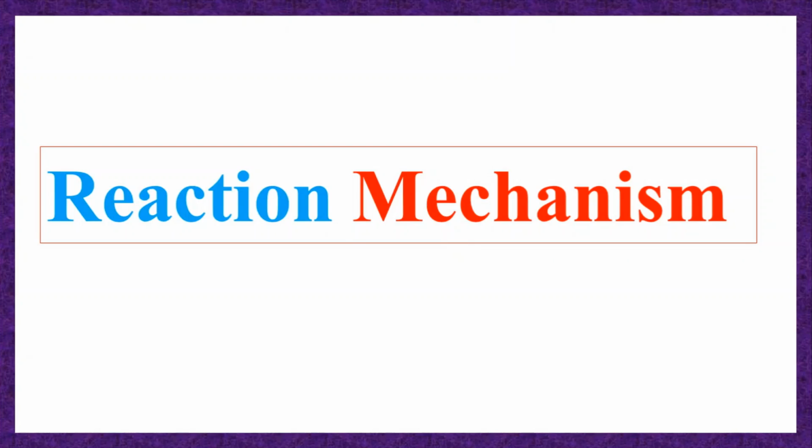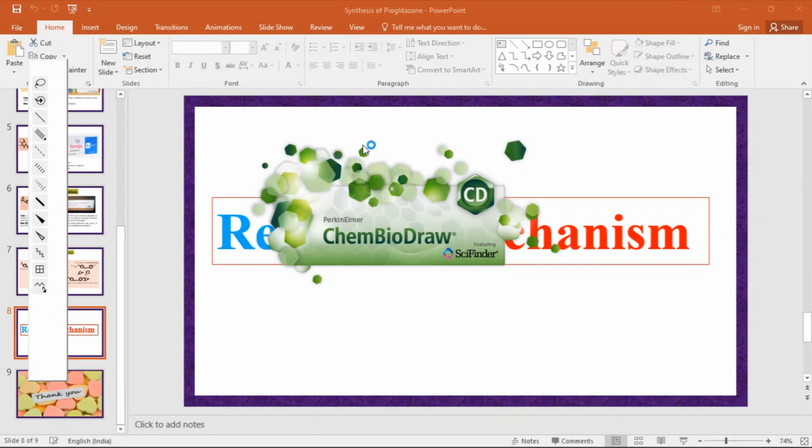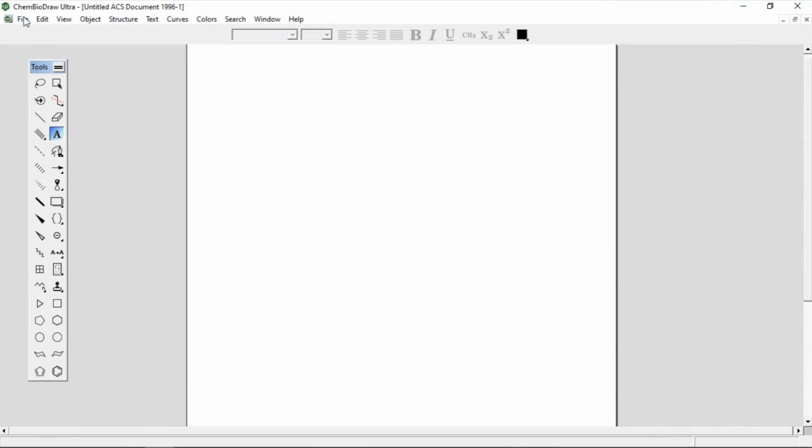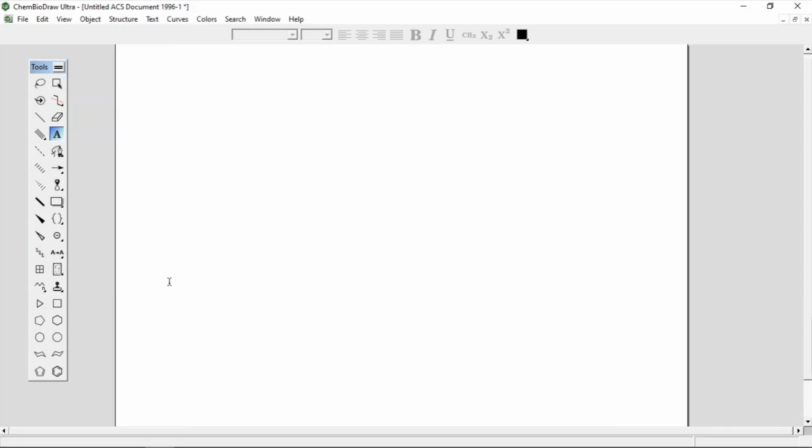For that I have to use this. So this is the interface of your camera. I'm changing orientation from portrait to landscape.